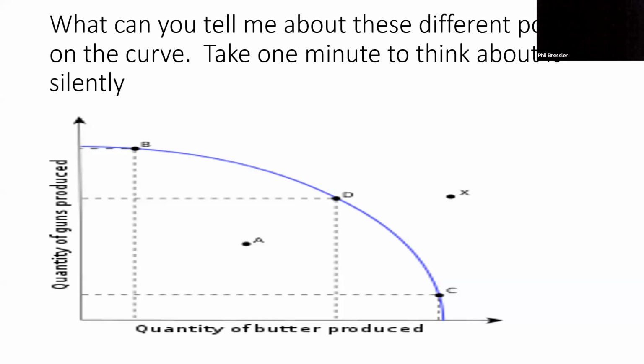Okay. Peter has efficient production, productive efficiency. Yes, it's productively efficient, meaning we're using all our resources to full capacity at B, D, and C. Is one more efficient than the other? No, they're all using all the resources efficiently. All right, what do we have for letter X?